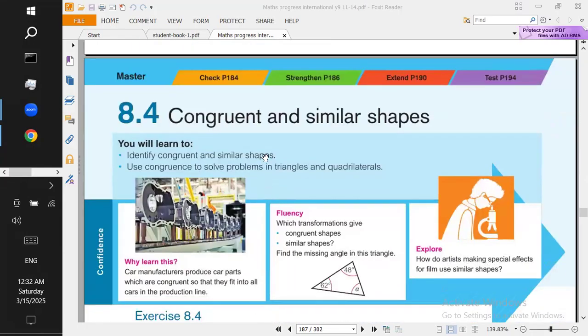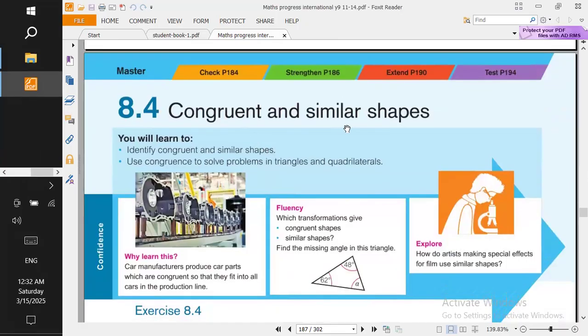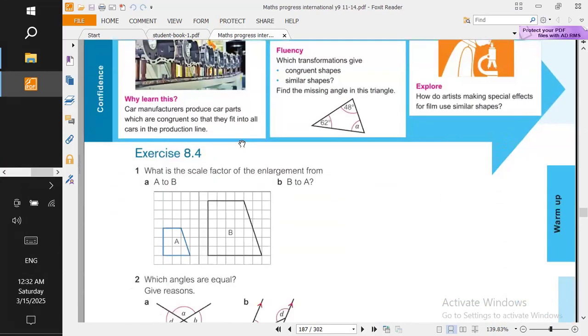In 8.4, we're going to talk about congruent and similar shapes. The word congruent means what? It means identical. And similar means what? Similar means enlarged shapes. They are the same, but they are enlarged. But congruent means identical. And identical means what? It means all the lines or all the sides are the same.